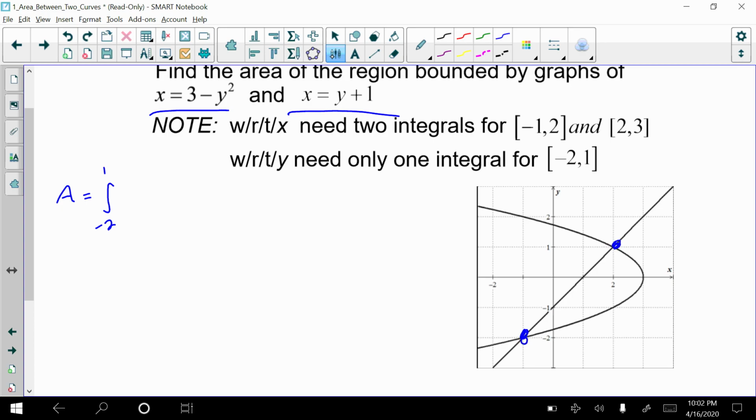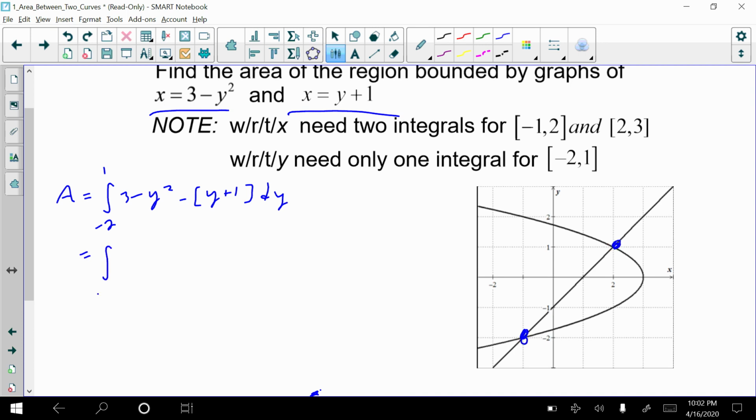And so now I'm going to say 3 minus y squared, and we're going to subtract the y plus 1, and we're going to write it dy instead of dx.